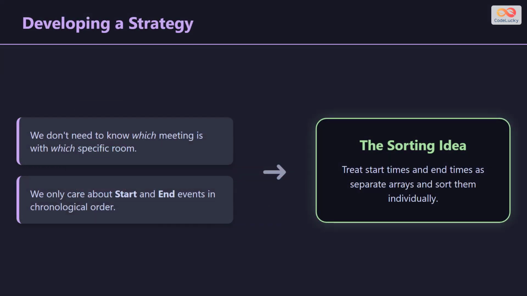Here is the key insight. We do not need to track exactly which meeting is in which specific room ID. We only care about the events. When does a meeting start, and when does it end? This leads us to a sorting strategy where we treat start times and end times as independent events in time.